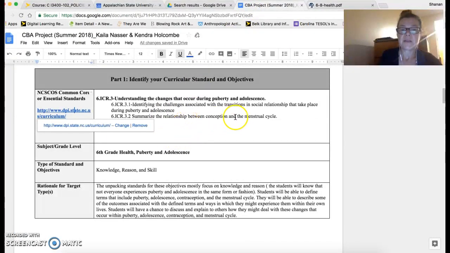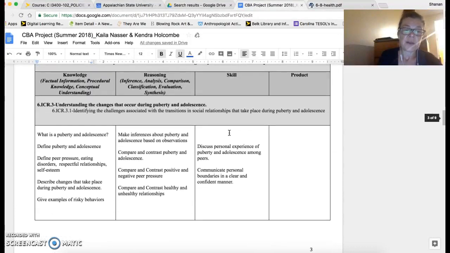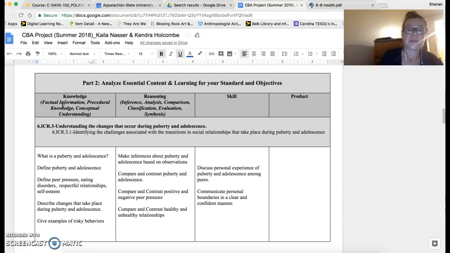So we decided that the menstrual cycle, we could leave it out for now. So these are the knowledge, reasoning, and skill that we unpacked from these standards. You guys have a product-based assessment, but the standard itself does not, it's not asked, and that's great. I think your assessment is a good idea, but it doesn't go here because this is just the essential content area. So the only reason that you would have product over here is if the content standard itself was asking for students to create something.